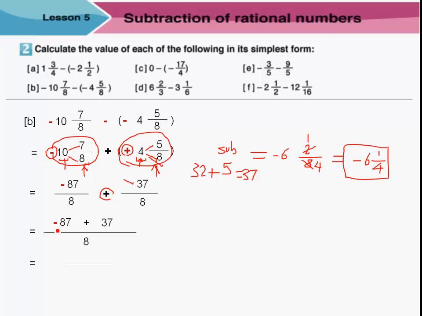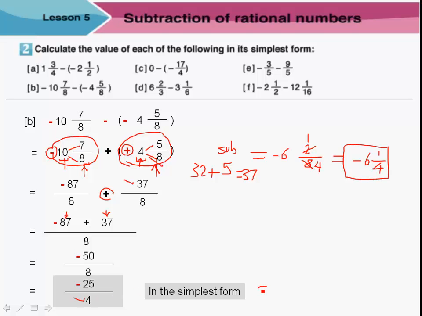But what is the sign? 87 is bigger than 37, so we will take the minus sign, and 87 minus 37 is equal to 50. As I told you, we have to put it in the simplest form. You will notice that 50 can be divided by 2 and 8 divided by 2 gives 4. 50 divided by 2 gives 25, so minus 25 over 4. This is the simplest form.